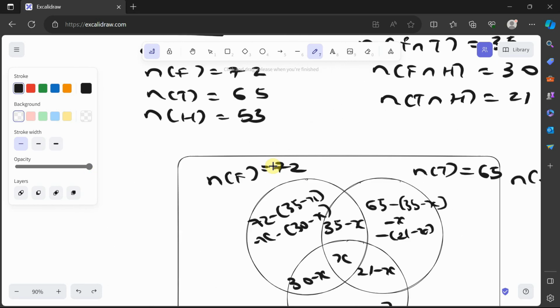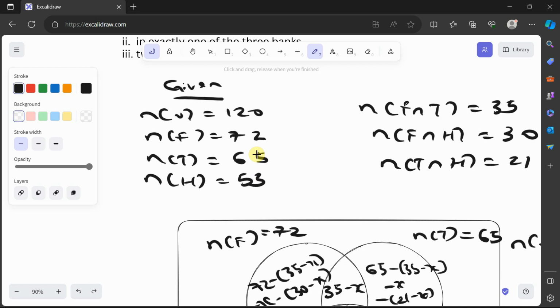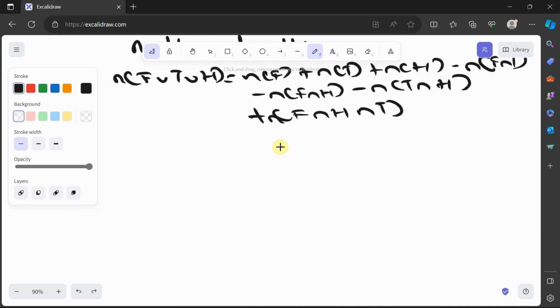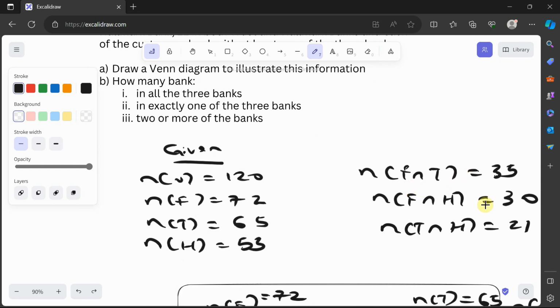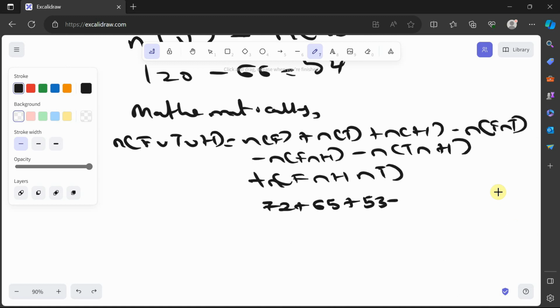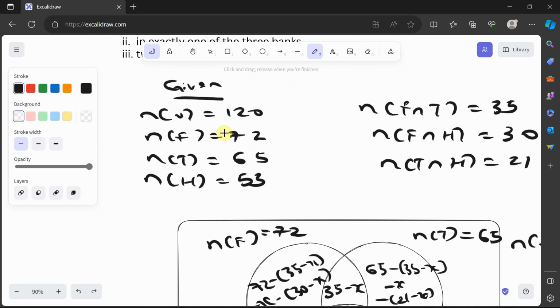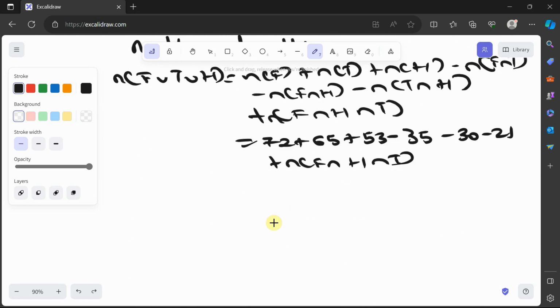So our n of f, our n of t, and n of h, that's 72, 65, 53. 72 plus 65 plus 53. Then minus all of these intersections. So let's look at that. So that is 35, 30, 21. Then plus how many bank in all three? That is what we're trying to look for, which is n of f intersection h intersection t. And the total number of customers is 120. So this will be 120 is equal to this guy.